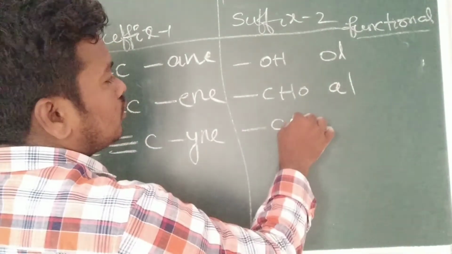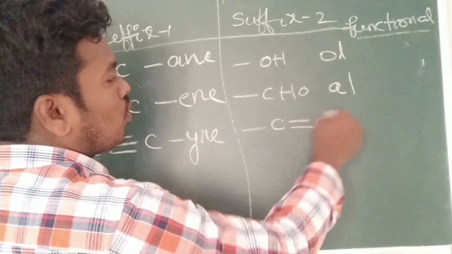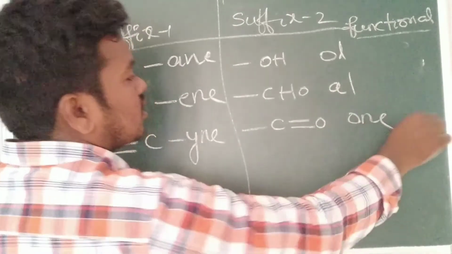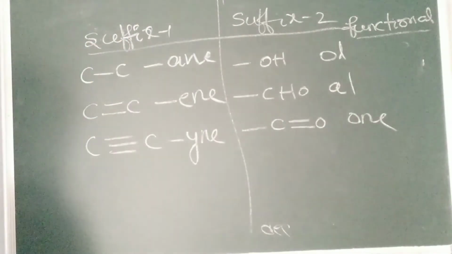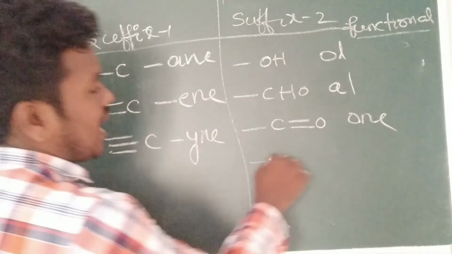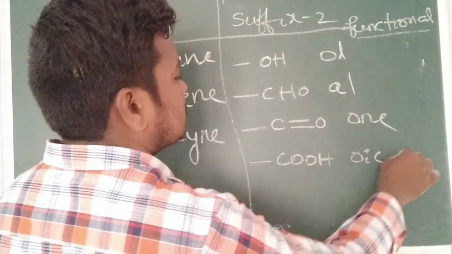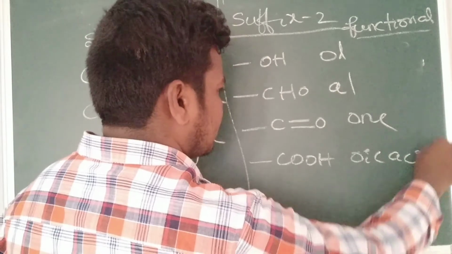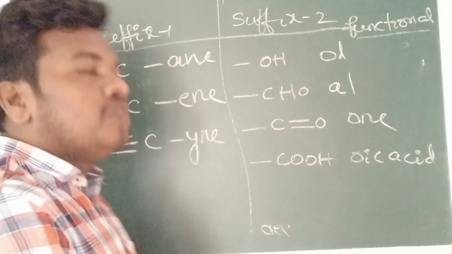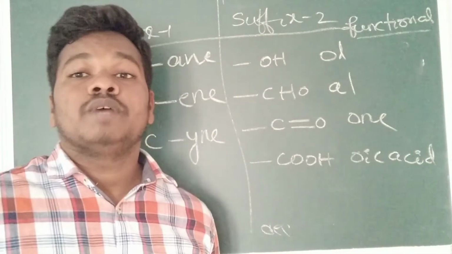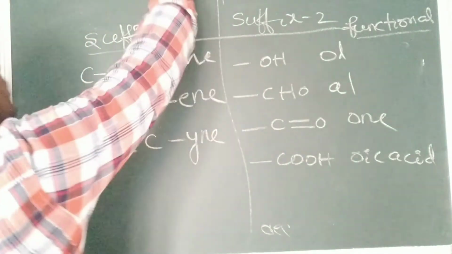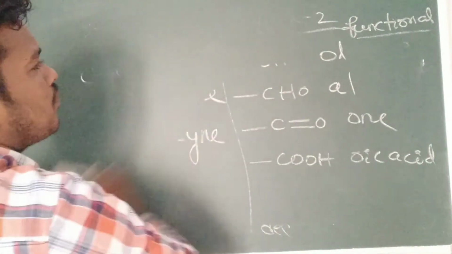For example, if a ketone is presented, at that time we have to add on. For example, if an acid is presented, so many will be there. The oic acid we will learn separately. Just now, in this video, we are learning only the naming of the alkanes. Just learn this one.